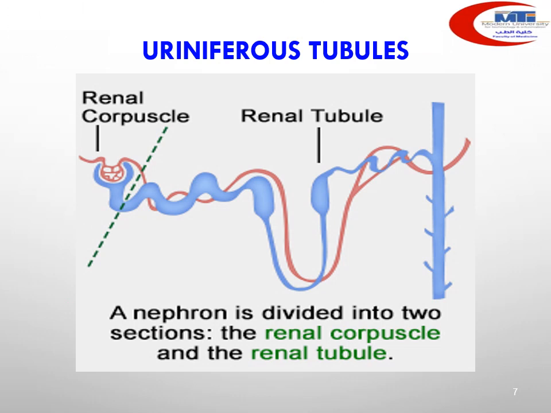For the uriniferous tubule, it is formed of the renal corpuscle, and then you have the longest structure, the proximal convoluted tubule, and then the loop of Henle, and then the distal convoluted tubule, and lastly the collecting tubule. So the nephron is divided into renal corpuscles and renal tubules.